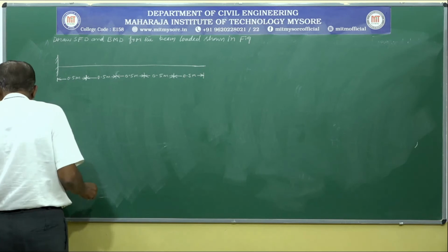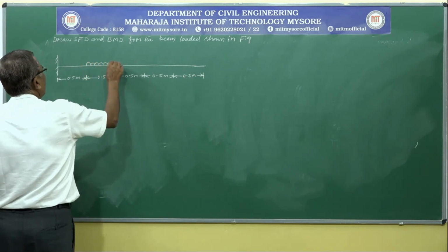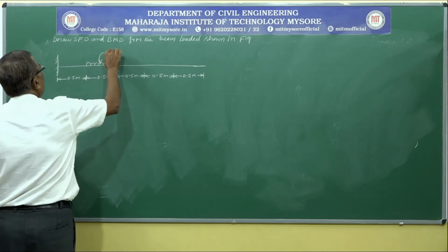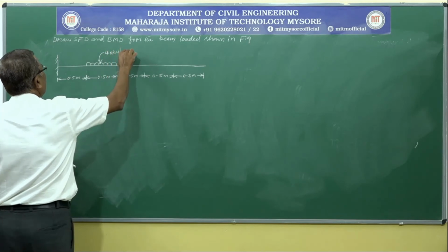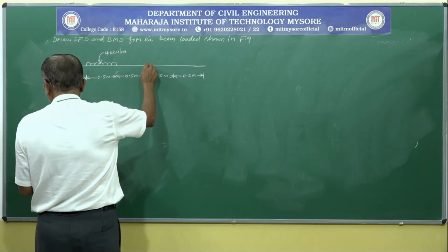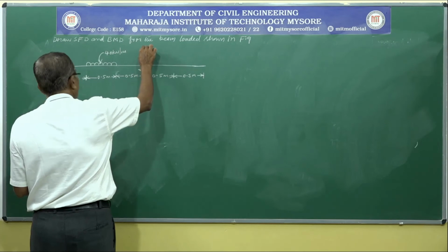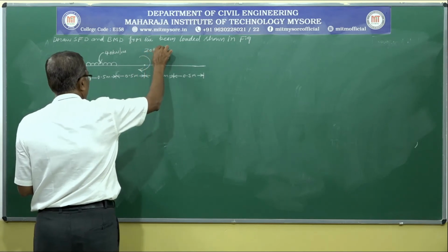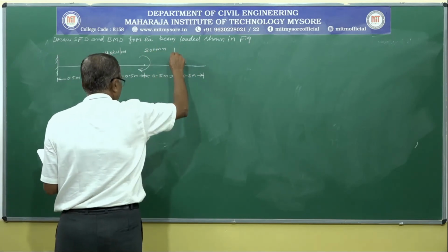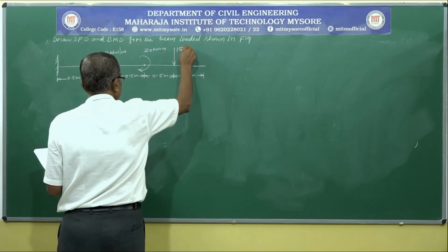Now this cantilever beam is subjected to a uniformly distributed load of intensity 40 kilonewton per meter over a length of 0.5 meter. It is subjected to a clockwise moment of 20 kilonewton meter and a point load of 15 kilonewton.